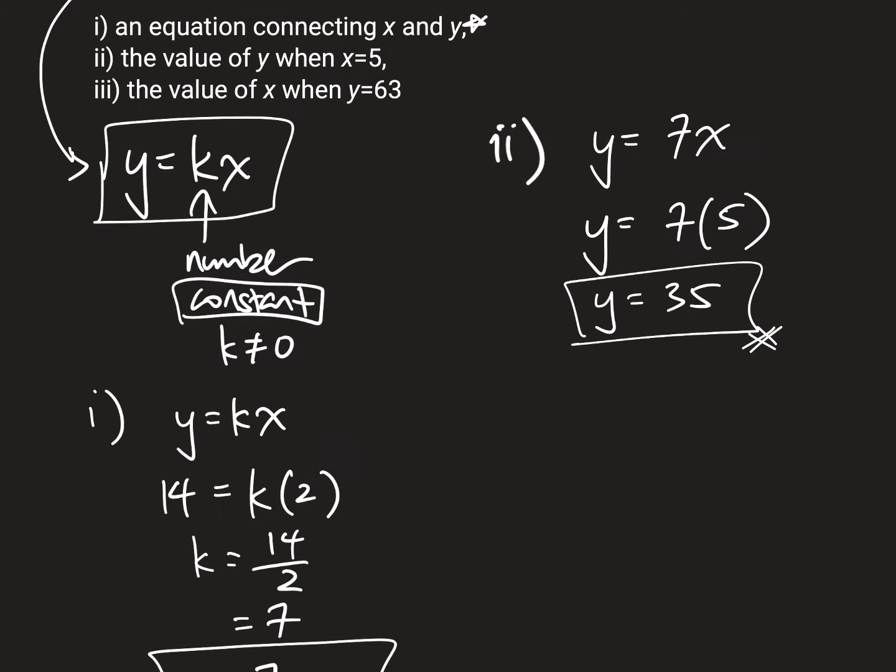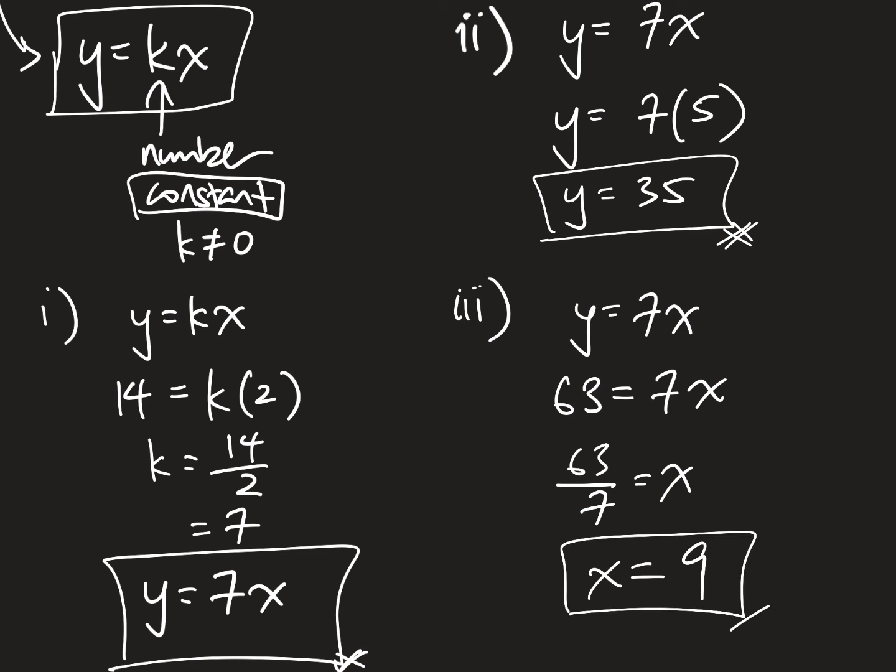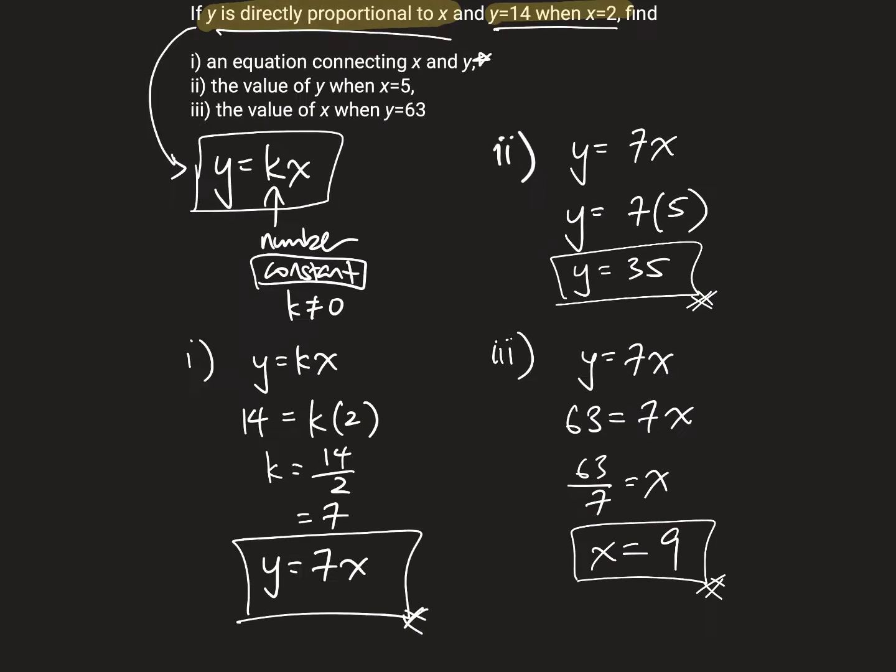And then for part iii, the value of x when y is 63. Once again, we start with the relationship that we have. y is 63, we want to find x. And so 63 divided by 7 equals x, or we can say that x equals 9. There you go.